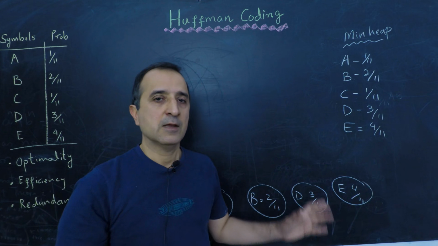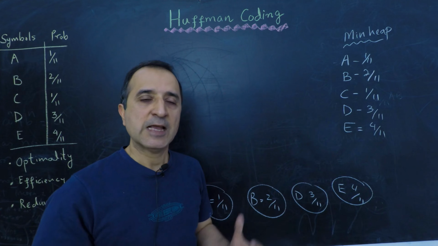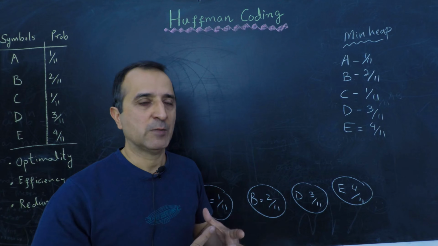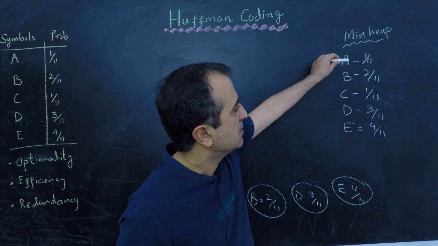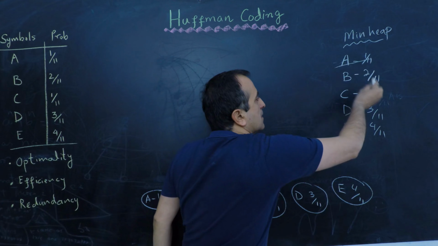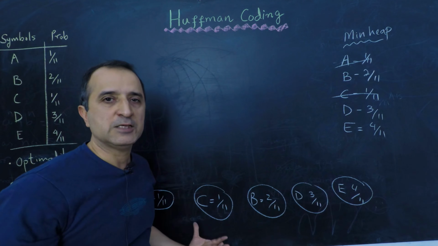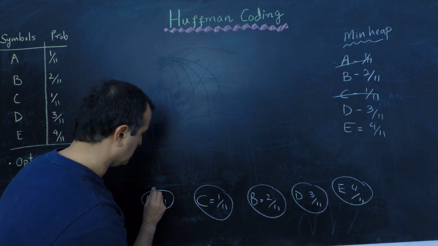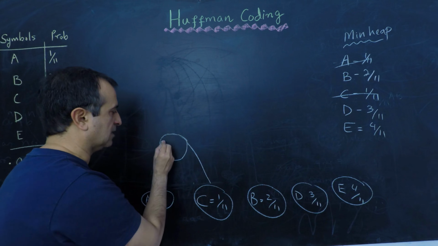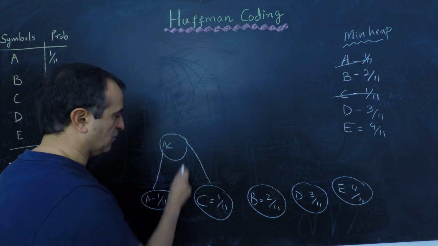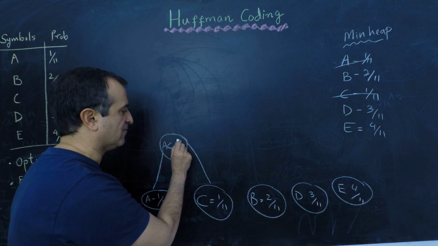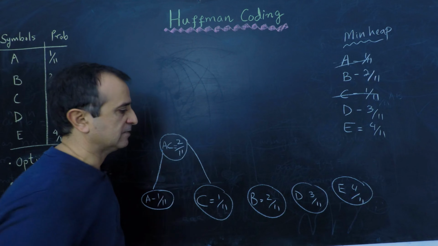Now, here we will use the min heap and we will extract the two nodes with the least probability out of the min heap. So, these two nodes will be extracted from the min heap and we will combine these two nodes to create a new node. So, we create a new node. Let's call this node AC with value 1 over 11 plus 1 over 11. So it will have a value of 2 over 11.